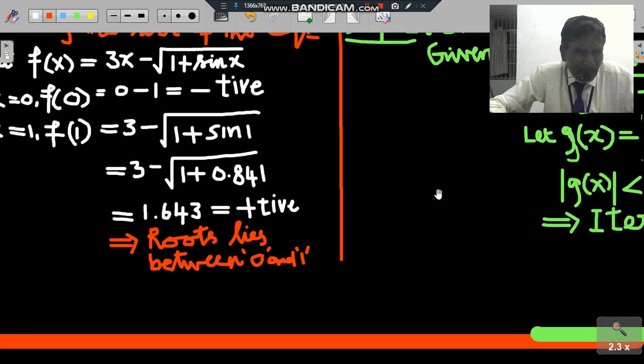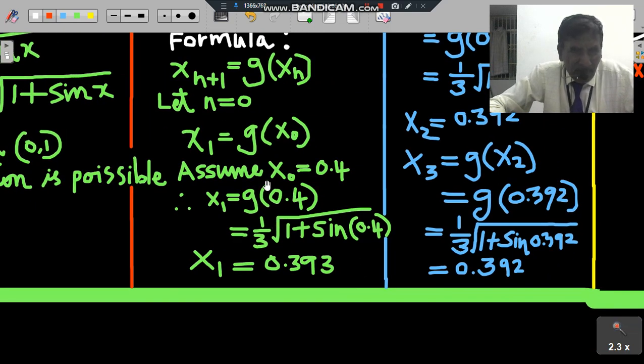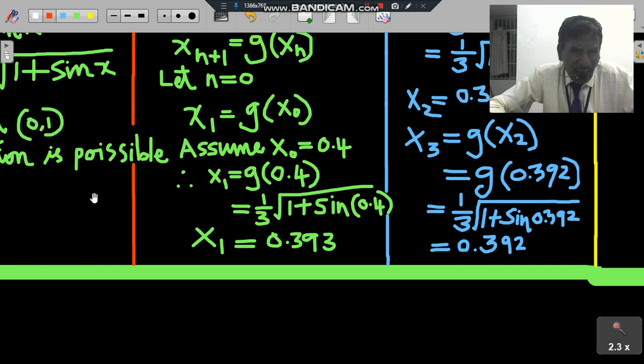Now look at that. The root lies between 0 and 1. So the initial approximation I am taking here is 0.4. I am taking the value between 0 and 1. You can take 0.5, 0.6 or 0.3, whatever it may be. You can take any value between 0 and 1.